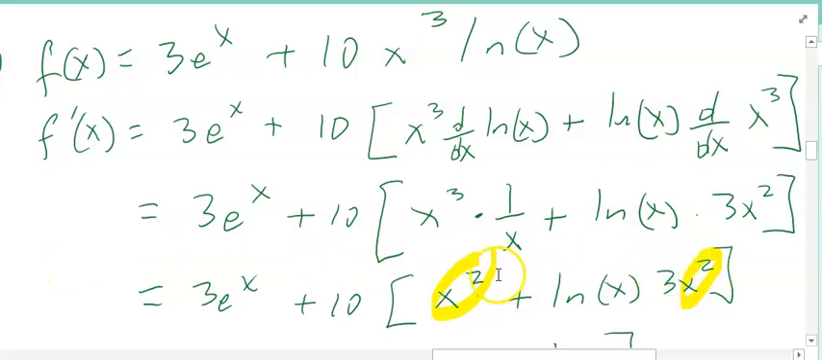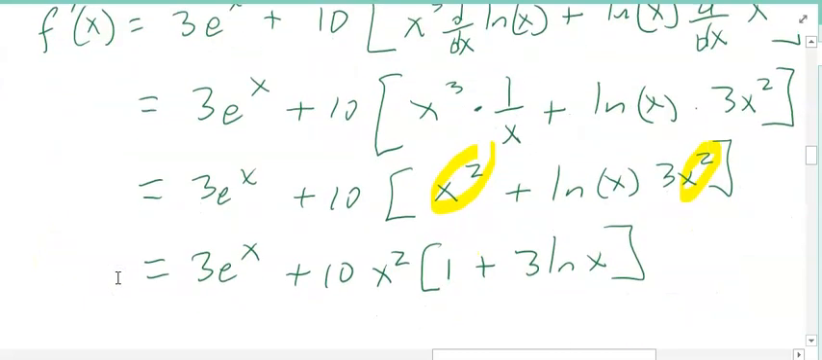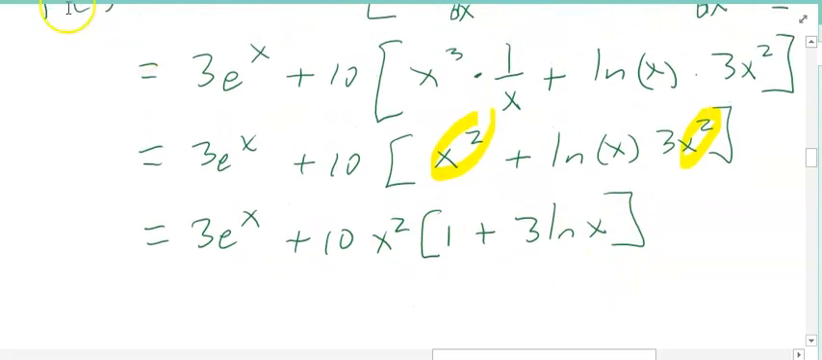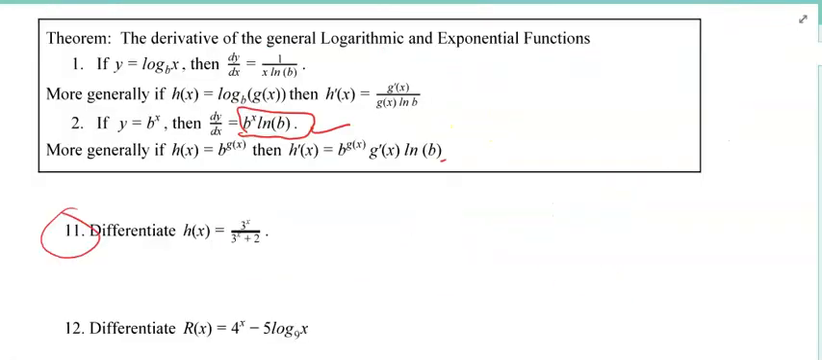Then we search for like terms and simplify. While we are simplifying, x cubed times 1 over x is x squared, plus ln of x times 3x squared, a common factor. So we can try to pull common factors out. At this stage, we're just trying to simplify as much as possible. And that will be equal to 3e to the x plus 10x squared times 1 plus 3 ln of x. And we're done.